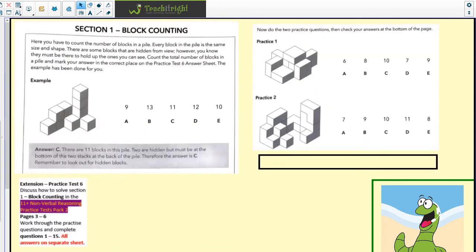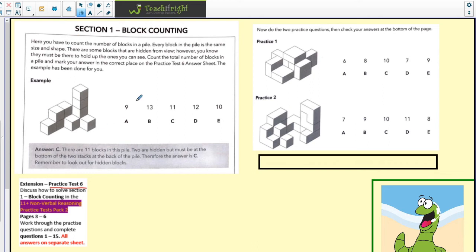And this activity is actually going to be in a different book. So I need you to have a look down here for me. We're now moving on to the non-verbal reasoning practice test pack number 2, and we're going to do practice test 6. So please take the time to make sure you've found the correct one.